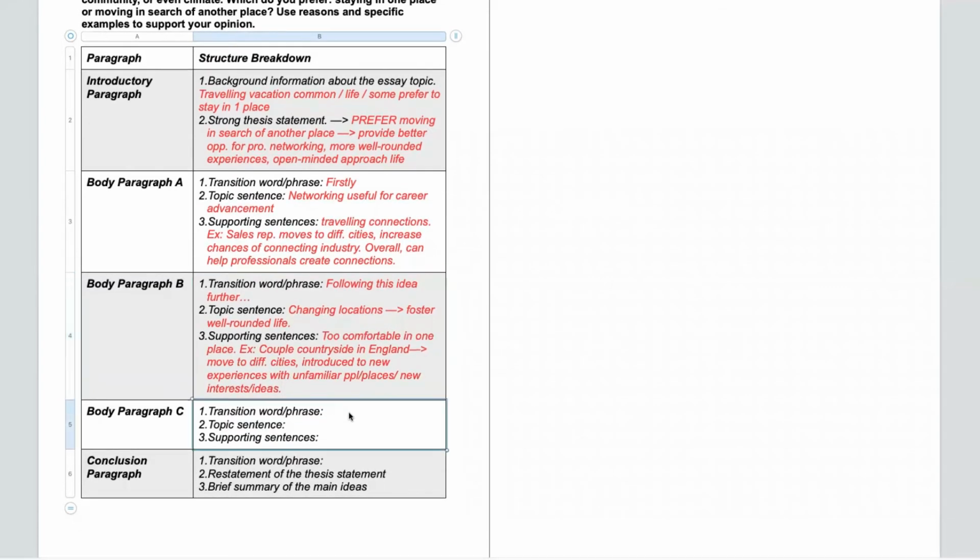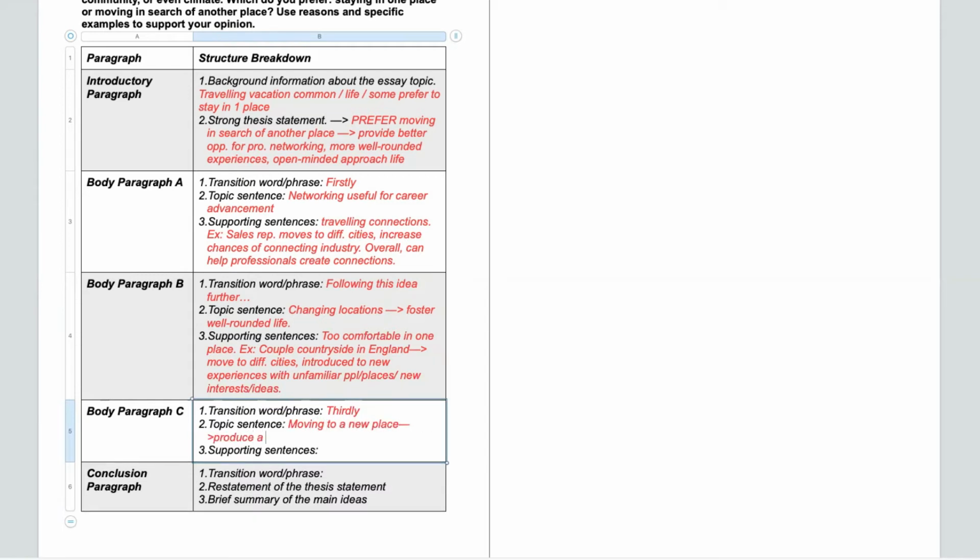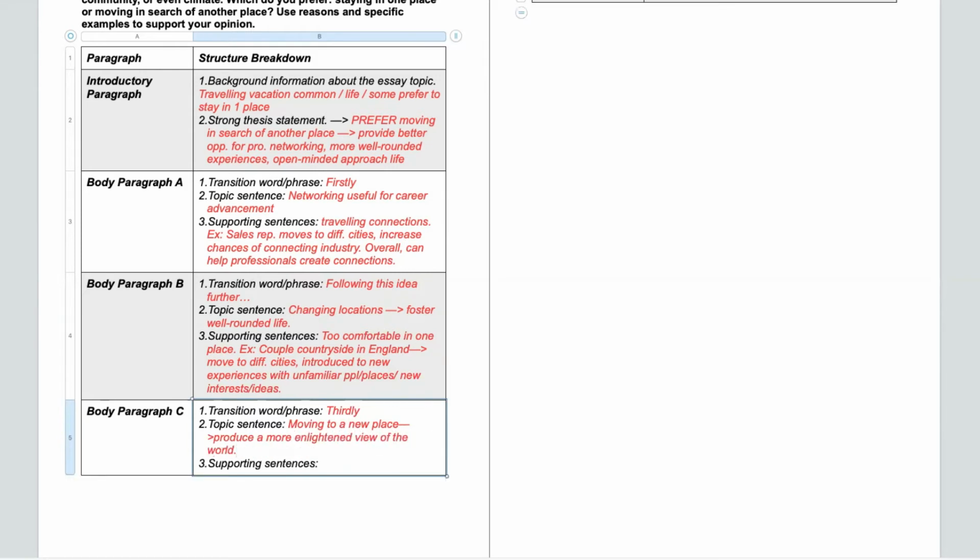Then our body paragraph C, our last idea, is going to talk about a more open-minded approach to life. So here for my transition word, I'm going to stick with thirdly. My topic sentence, of course, following the last two ideas, is just going to talk about how moving to a new place can produce a more enlightened view of the world. Notice here how I've used a synonym. So I'm not necessarily saying open-minded all over the place. I'm using a different synonym for that.